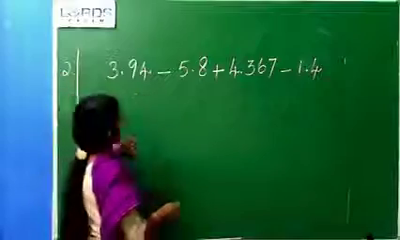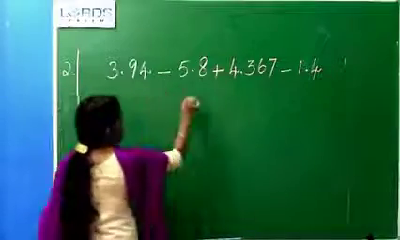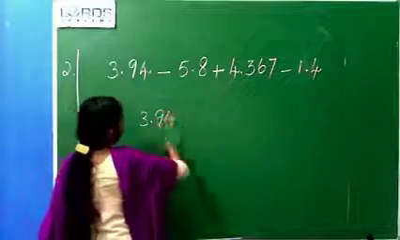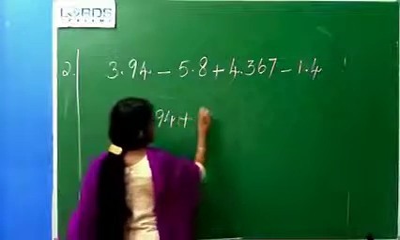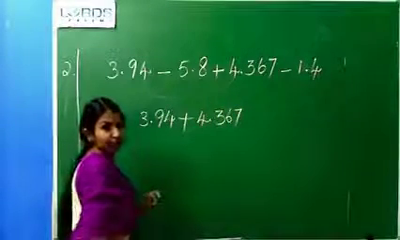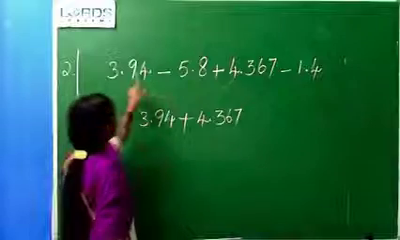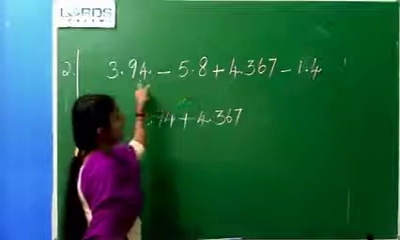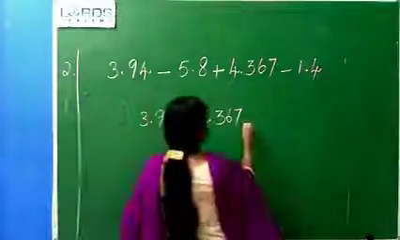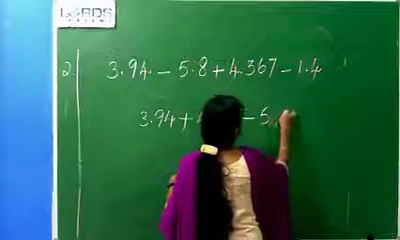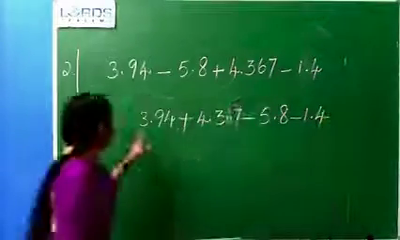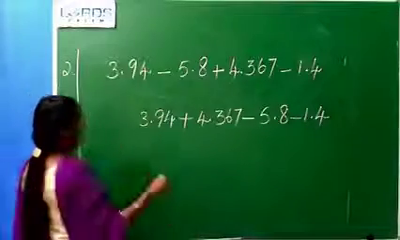So first we can add these two. 3.94 plus 4.367 we can do first. Why? Because it is not easy to subtract these two. So we are adding these two numbers first. So we are rearranging them. So we rearrange like this. Now let's start.